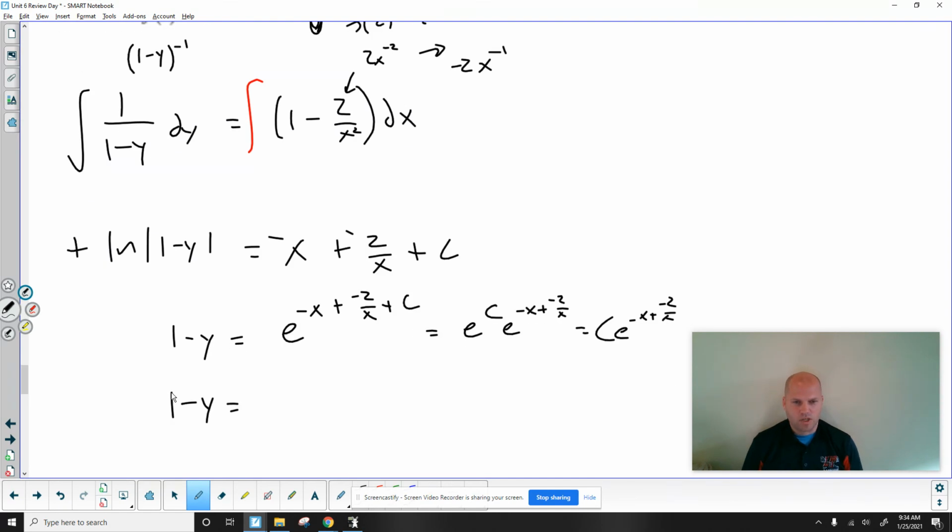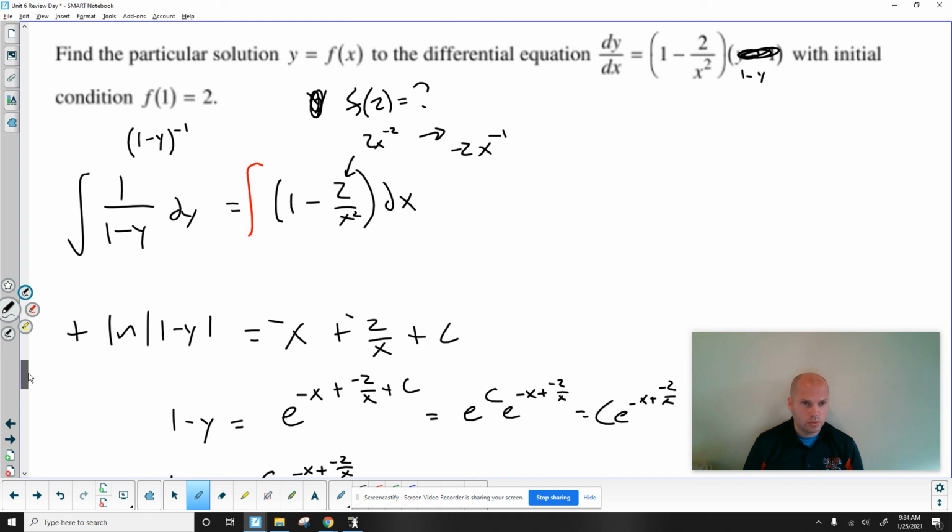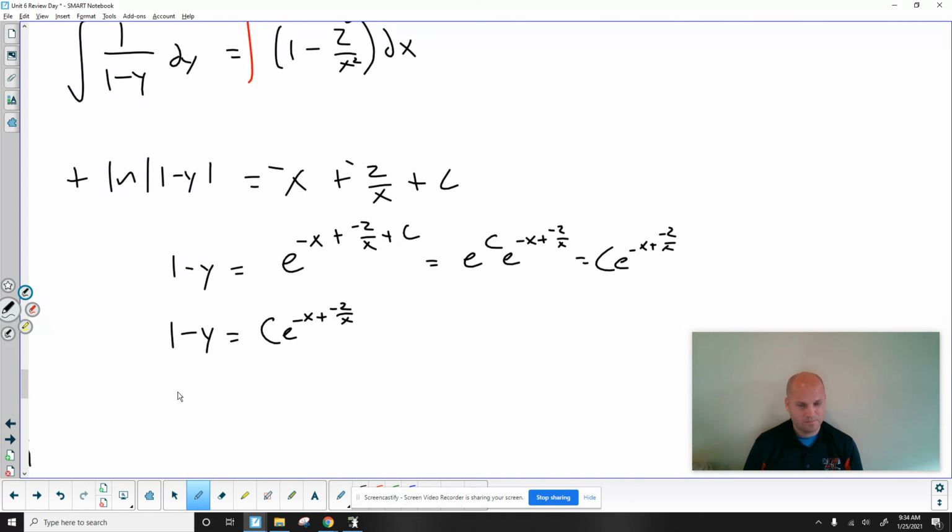I think it will work out fine. Don't forget this 1 minus y. We're going to have to solve for y eventually, but now's a good time to find c. I have the point 1, 2. I think this will work out. So I get -1 when I plug in 2, c e to the -1st plus -2nd. So that's -1 equals c e to the -3rd. c is equal to -1 over e to the -3rd. That's the same as just -e to the +3rd, if you want to do that.